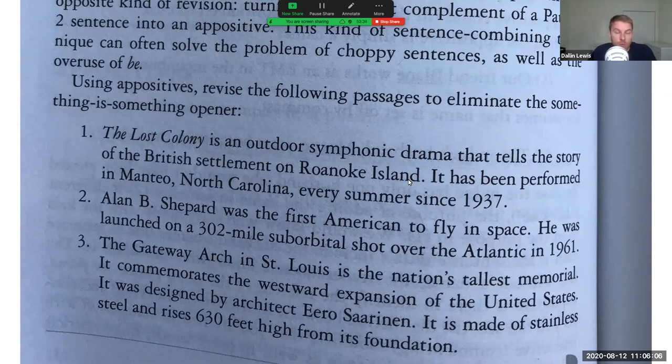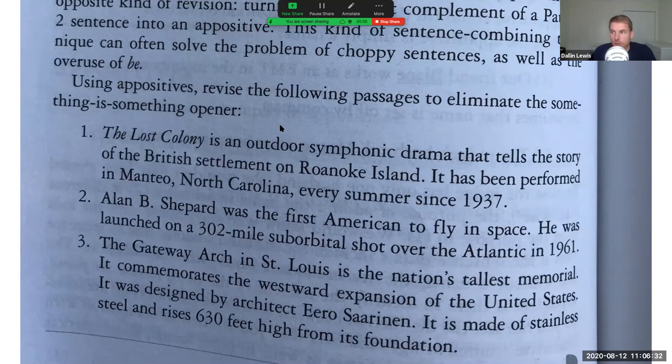And one of the ways you know you can make something an appositive is if you use the verb is, because that suggests you're talking about a complement, which means you could basically tuck that away into an appositive phrase. So: The Lost Colony, an outdoor symphonic drama that tells the story of the British settlement on Roanoke Island, has been performed in Manteo, North Carolina, every summer since 1937. That I think works better.